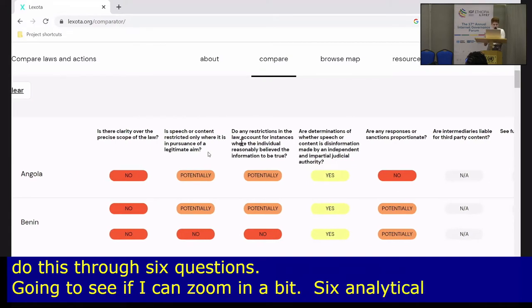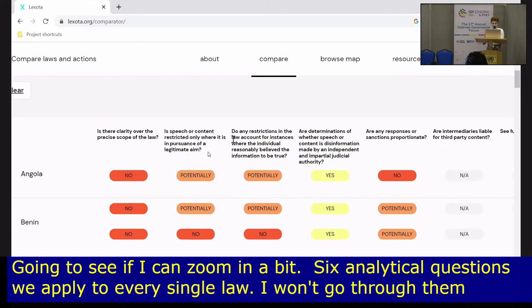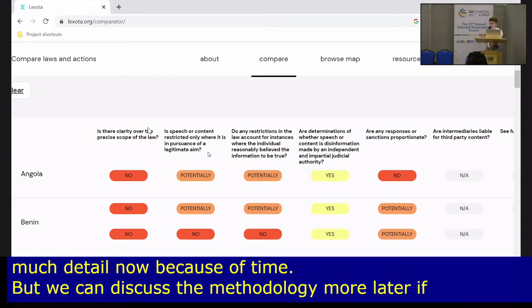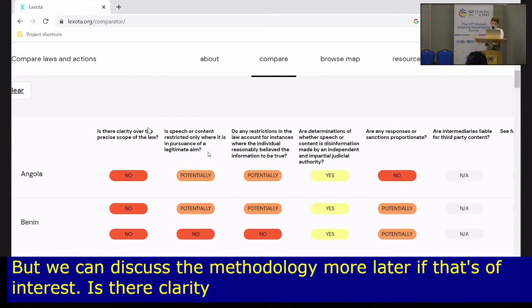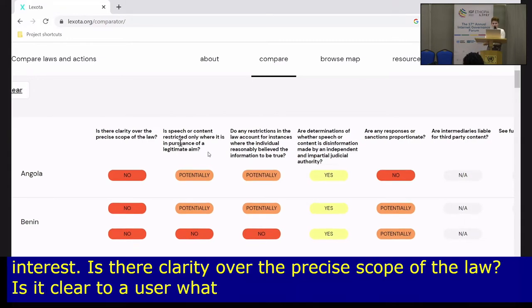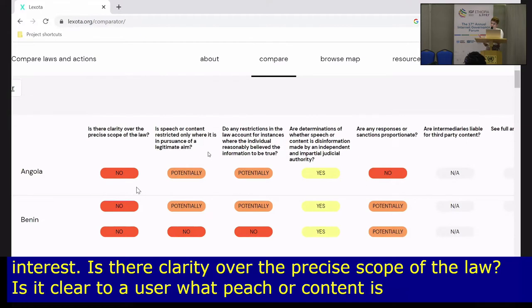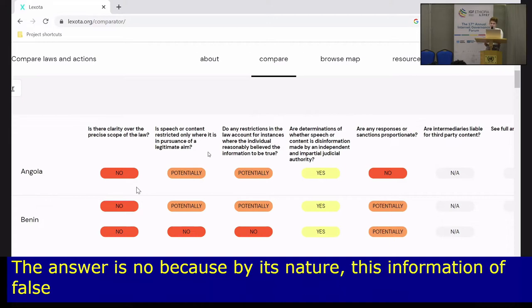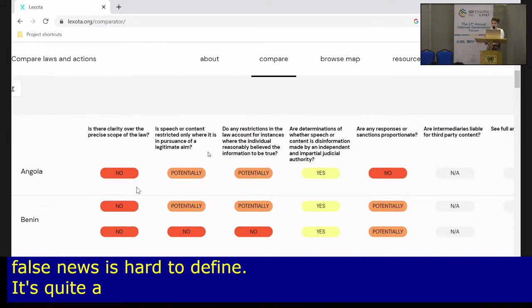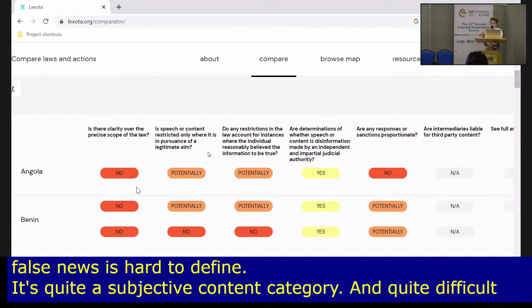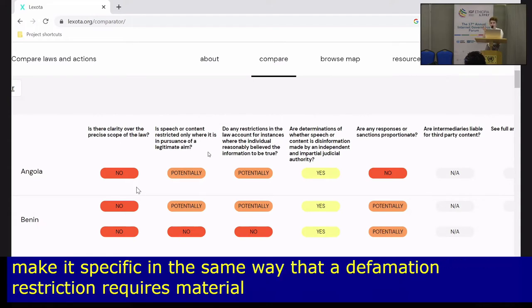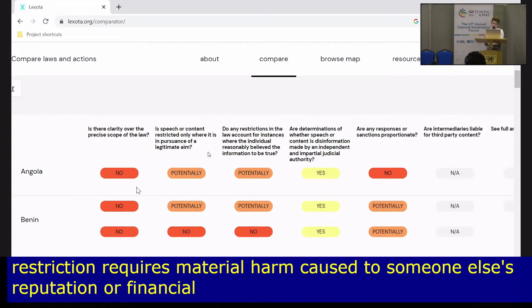I won't go through them in too much detail now because of time, but we can discuss the methodology more later if that's of interest. So the first question is: is there clarity over the precise scope of the law? Is it clear to a user exactly what speech or content is restricted or is illegal? And for a lot of these laws that we've analyzed, the answer is no, because by its very nature, disinformation or false news is very hard to define. It's quite a subjective content category, and in general it's quite difficult to make it specific in the same way that, for example, a defamation restriction requires material harm caused to someone else's reputation or financial gain. But with the definitions of disinformation, it's much less clear and it's much harder to establish what the threshold is for that content falling within that content type.